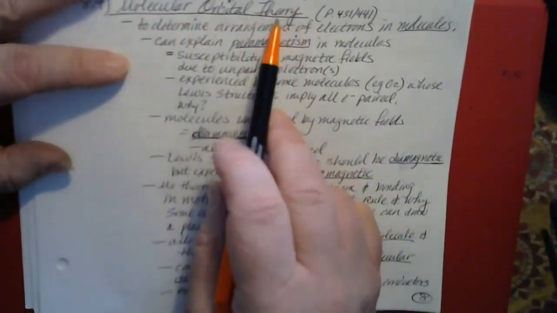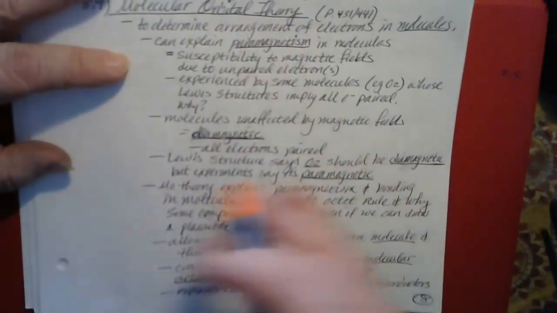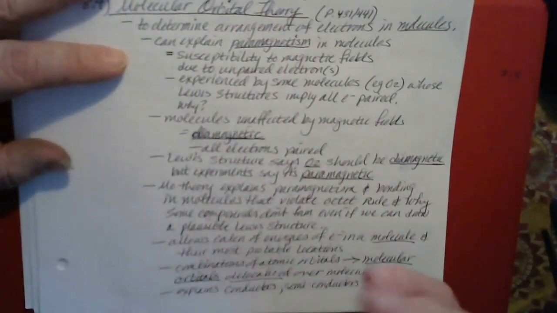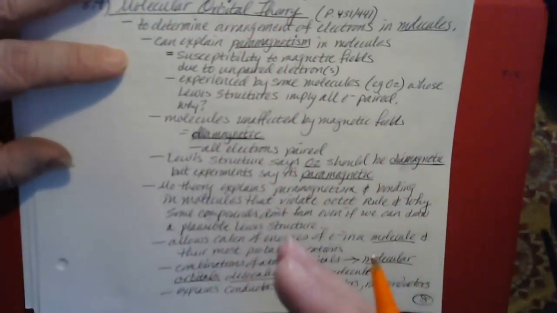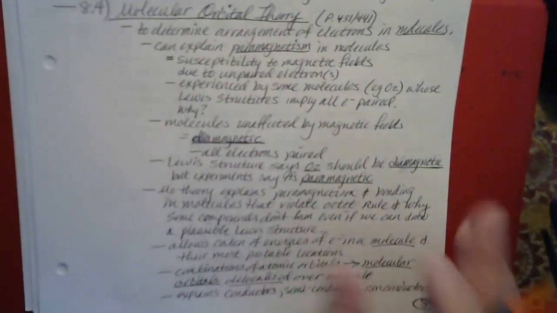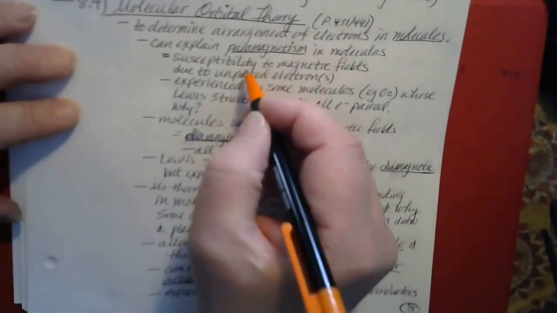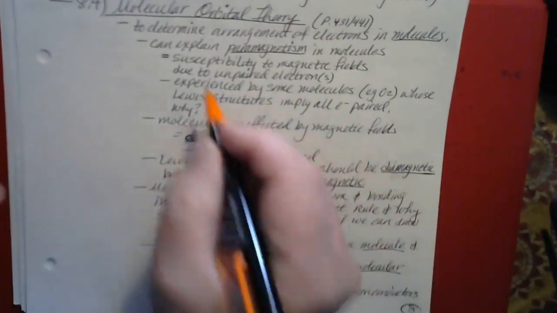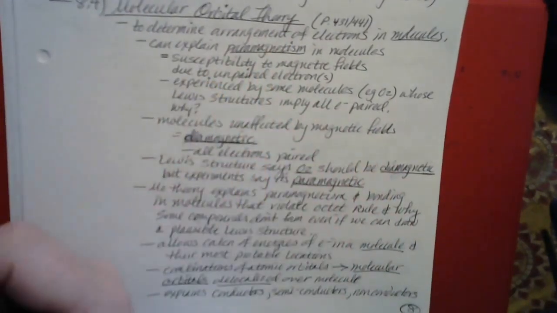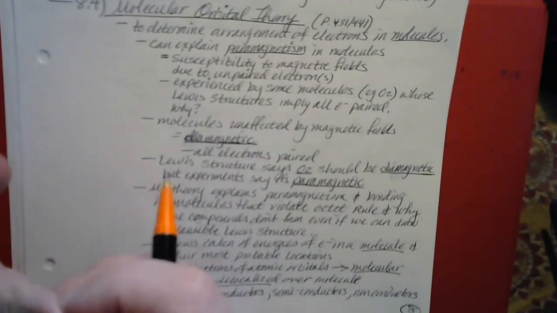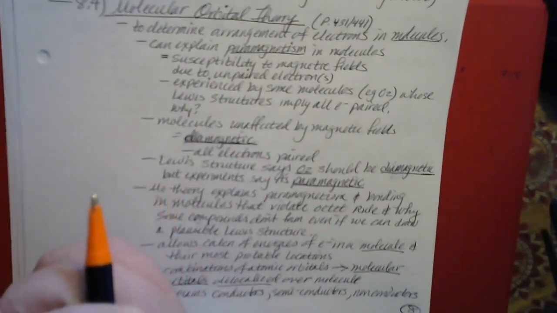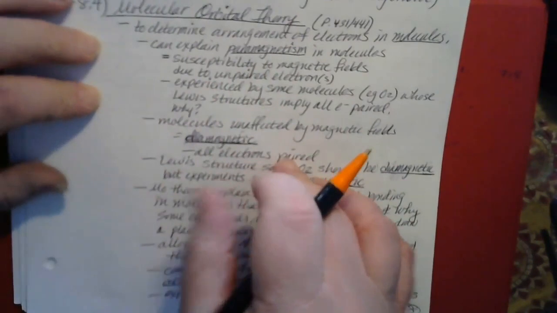And molecular orbital theory shows us why. It's kind of like an extension of Lewis structures and sort of a more detailed way of looking at things that shows us that some of these molecules that might appear to have all paired electrons according to Lewis structures, in reality, they really don't, and they have unpaired electrons, and that's what makes them paramagnetic instead of diamagnetic.